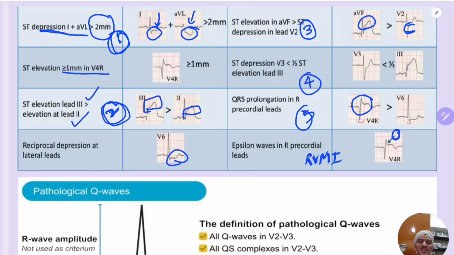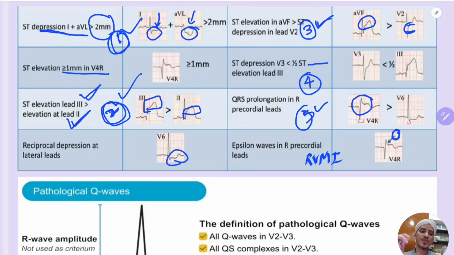Okay, so 5 conditions are there. How many conditions do you remember? Just remember the first 1 and 2, and probably the others are complicated. This is also easy; just remember these 3 conditions. The reciprocal depression in 1 and AVL should be more than 2 mm. Suspect right ventricular infarction. Second condition is the ST segment elevation in 3 will be more than the ST segment elevation in 2.